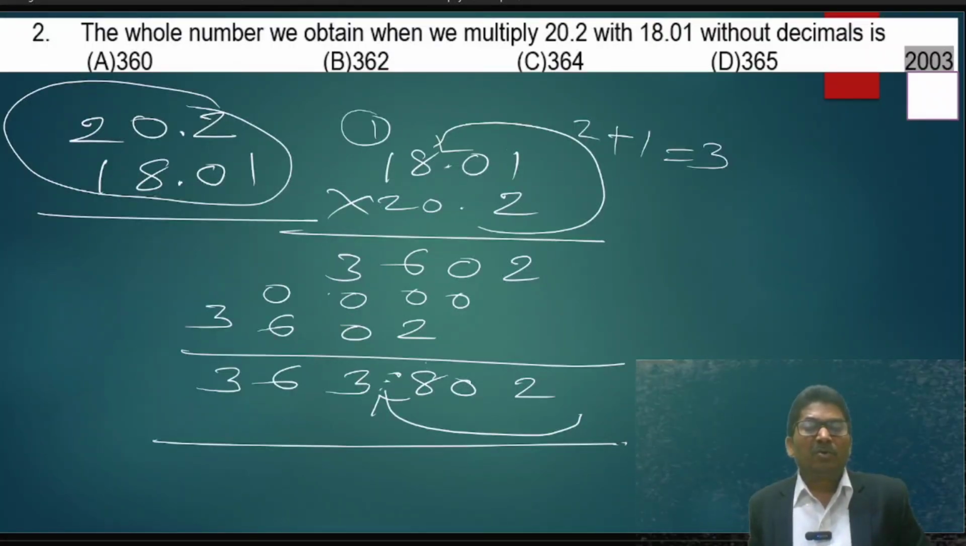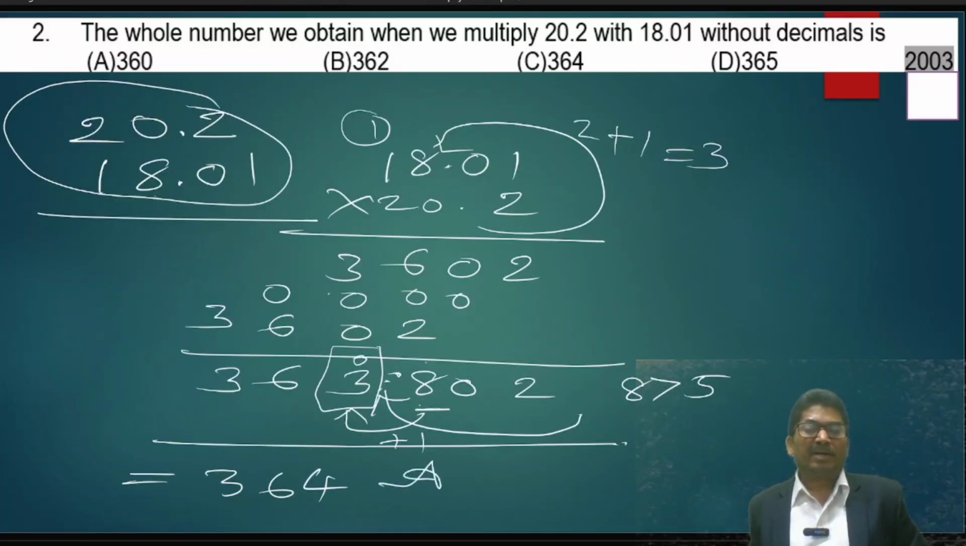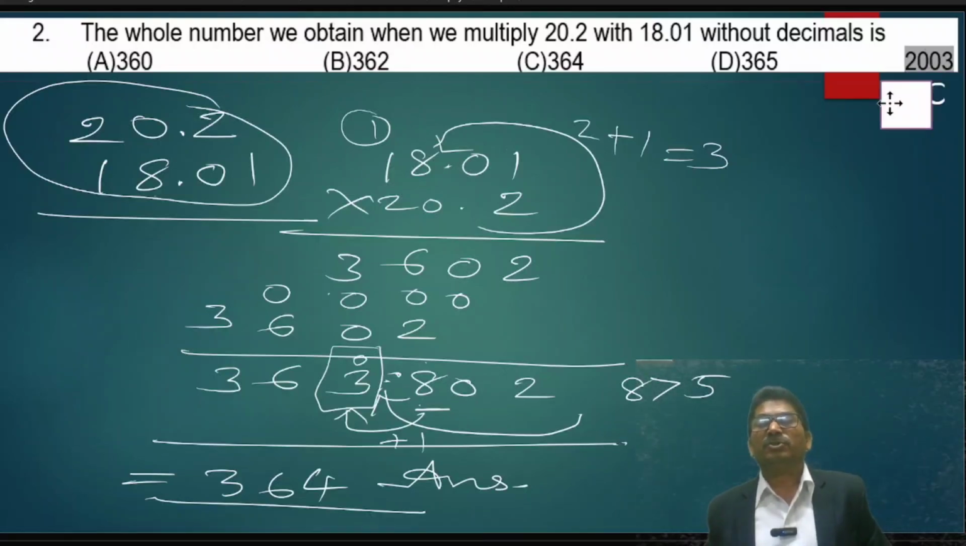So we have to round up to ones. Ones are units. Whole number means rounding up to ones. Then we have to consider the immediate right place. If it is 5 or more than 5, add 1 to this required place. So what is the answer? 364 is the correct answer. 364 means which is correct option? C is the correct option.